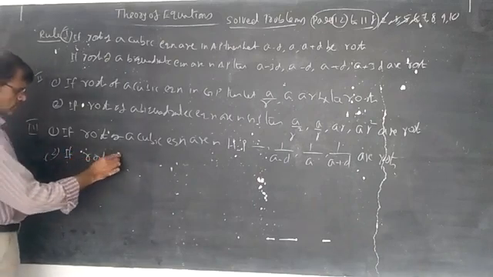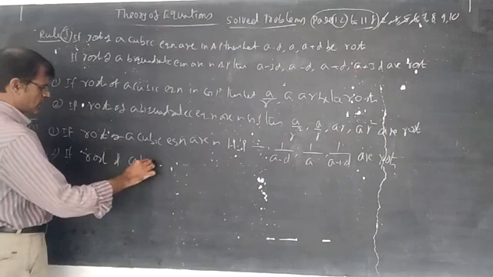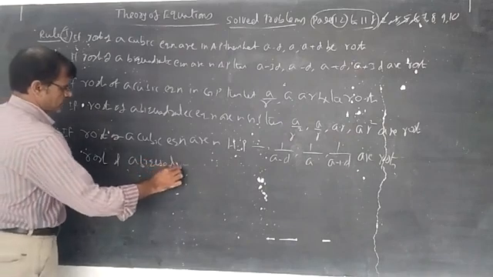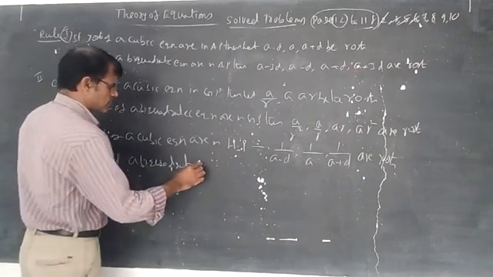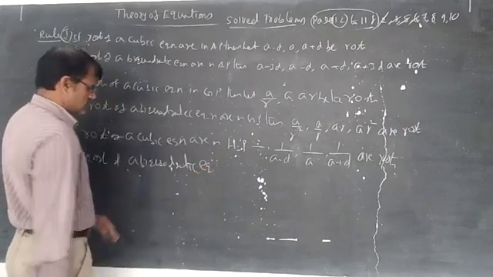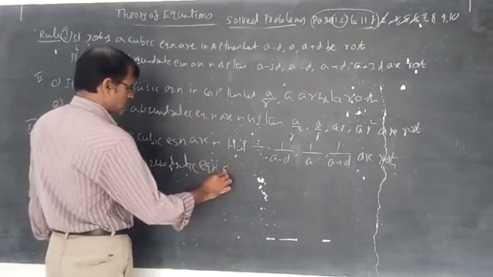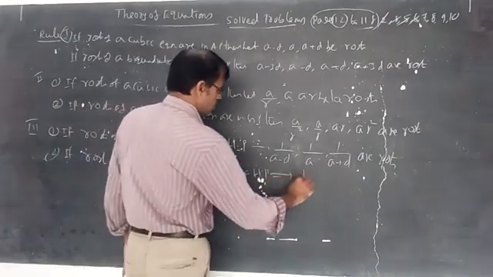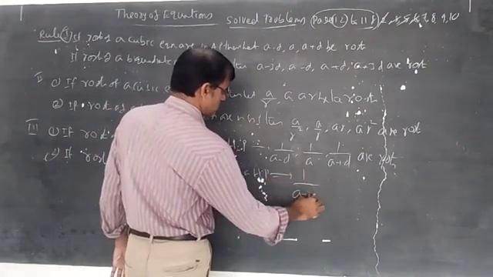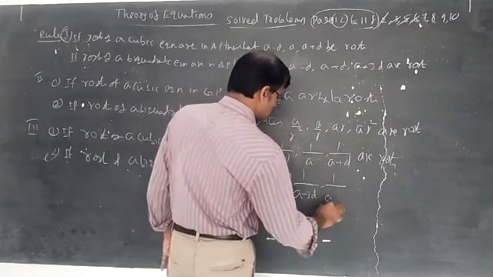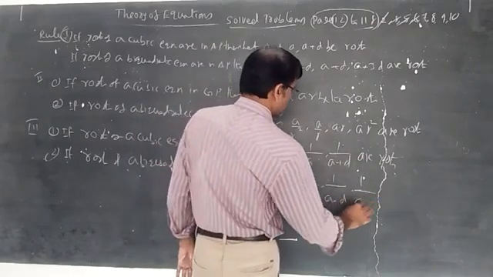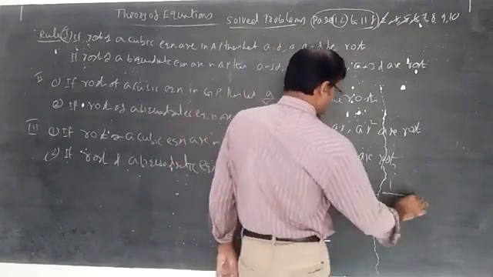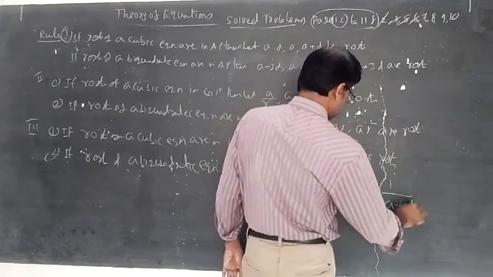If roots of a biquadratic equation, biquadratic means x power 4, are in HP, then 1 by a minus 3d, 1 by a minus d, 1 by a plus d, 1 by a plus 3d are roots.